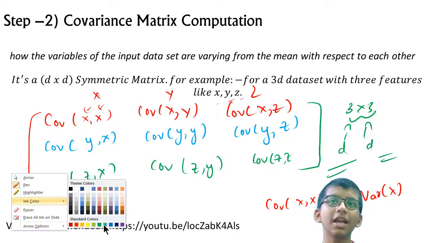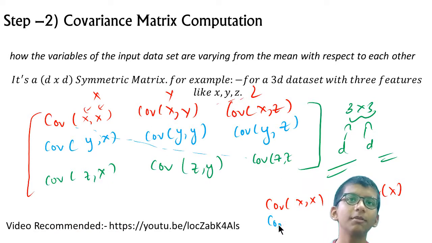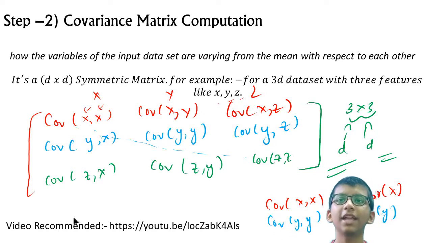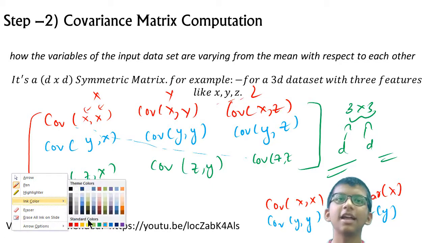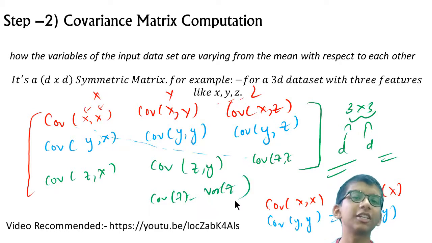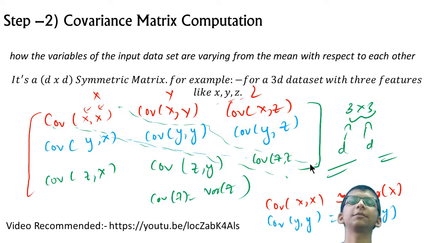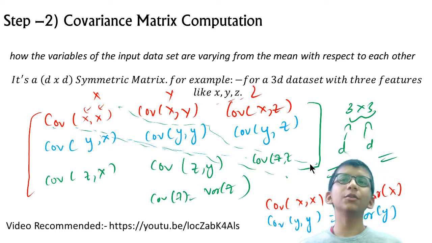It's on the diagonal. Then we have our favorite z, and the covariance of z comma z is equal to the variance of z. This is pretty easy: the diagonals are equal to the variances. Pretty much clear. Now you have the covariance matrix.